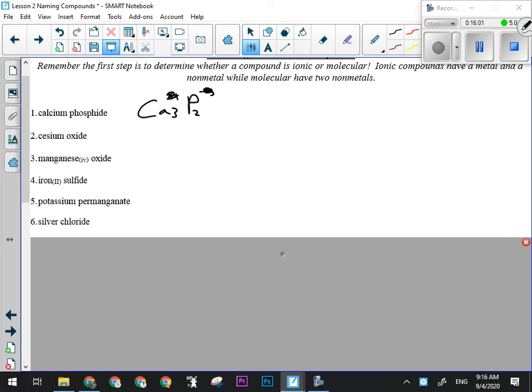Then we've got cesium oxide, ionic or molecular? It's ionic. So we've got Cs, and it's 1+, right? And it's with oxygen, which is a -2, so we drop and swap. The 1 goes here, but we don't write 1s. The 2 goes here, Cs2O.